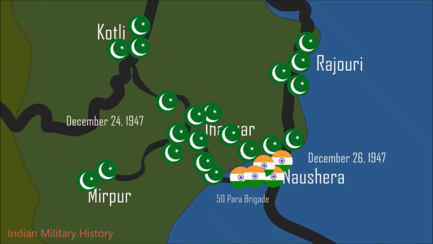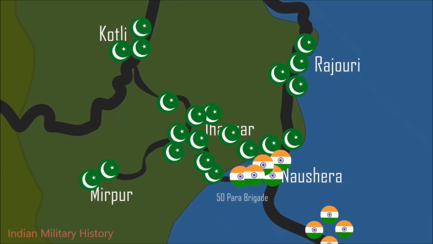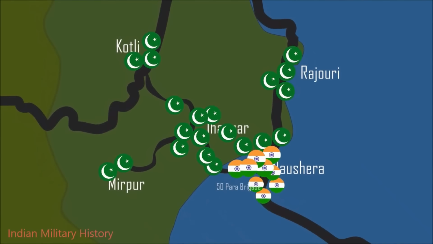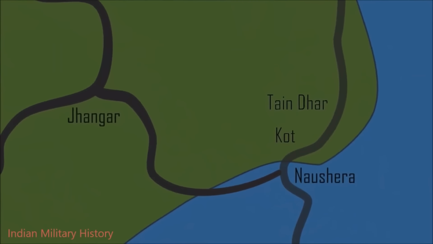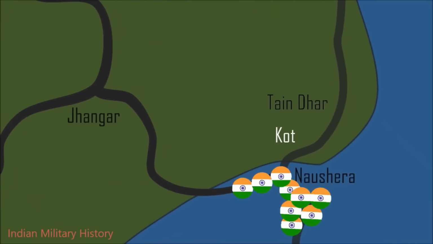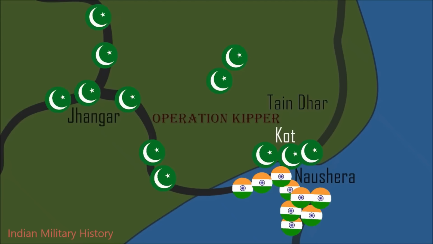The Indian side, after suffering the recent loss, reinforced their numbers in the region in the coming weeks to retake Jhangar. Brigadier Muhammad Usman of 50 Para Brigade was leading the effort to attack Jhangar and made the assessment that the feature of Kot, 8 kilometers northeast of Naushera, was the crucial first step to capture to attain an upper hand in the battle for Jhangar. They planned Operation Kipper for the battle of capturing Kot as a precursor to retaking of Jhangar.